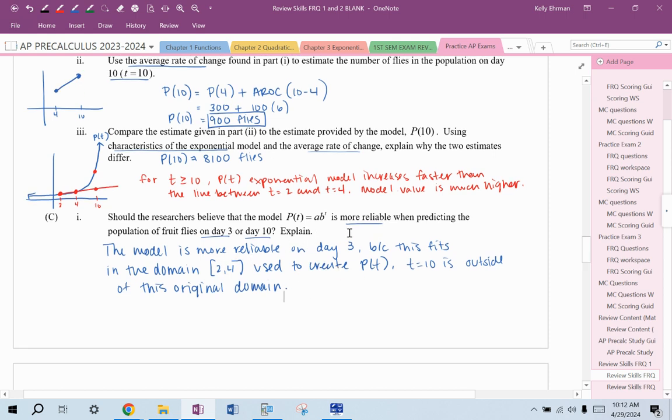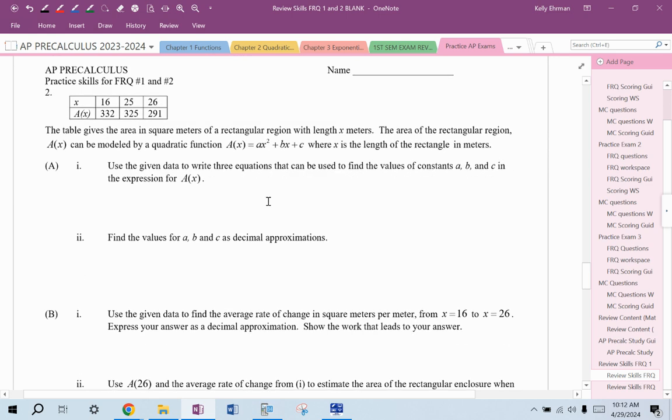Okay. All right, let's do one more, number 2. So here we have a table. The table gives the area in square meters of a rectangular region with a length x meters. The area of the rectangular region, A of x, can be modeled by this quadratic function, where x is the length of the rectangle in meters. Use the given data to write 3 equations that can be used to find a, b, and c. So just like I did in the last one, we're using these 3 points. These are ordered pairs, right? So all you have to do is take them in order.